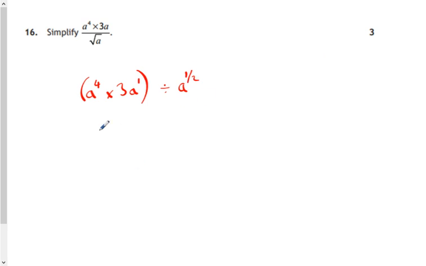Okay, so we can rewrite that as 3a to the power 4 plus 1 minus 1/2. Multiplying together adds the powers, dividing subtracts the power, and that 3 comes out to the front, which gives us 3a to the power 2.5. No, sorry, 3.5. What about 4.5? 4.5. Just being silly today. So 3a to the power 4.5, which we could also write as 3a to the power 9/2.